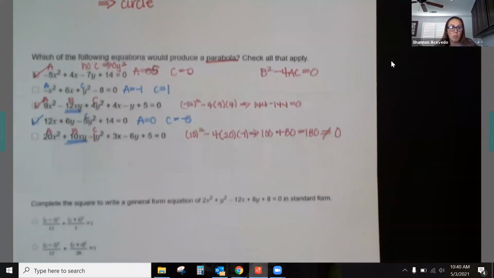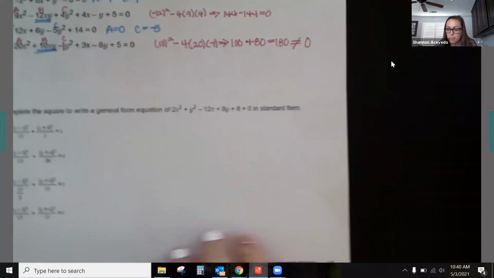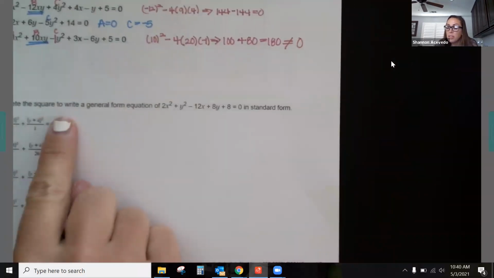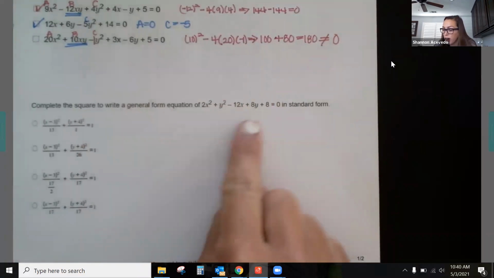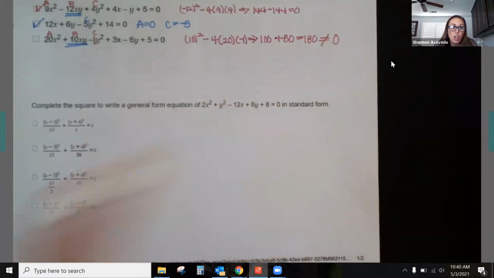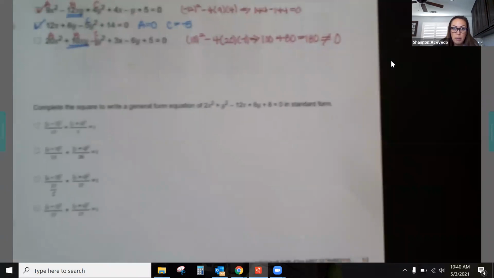Alrighty, let's keep rocking and rolling. Complete the square to write the general form equation, this equation right here, in the standard form. Because of your answer choices, you should know that you're going to have some type of ellipse because it's a plus all in between.